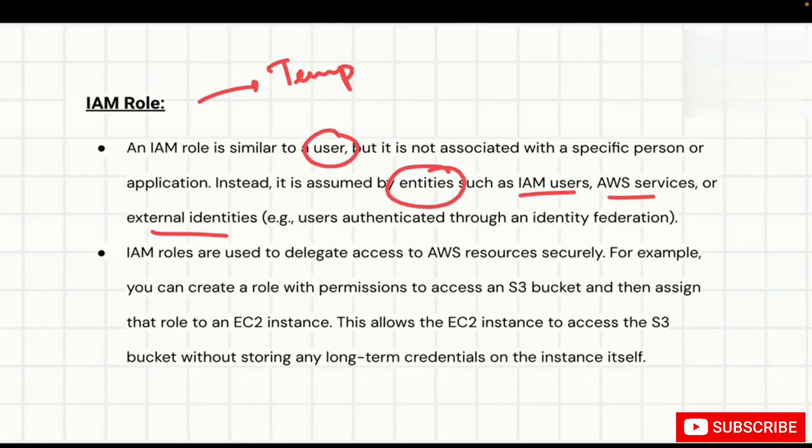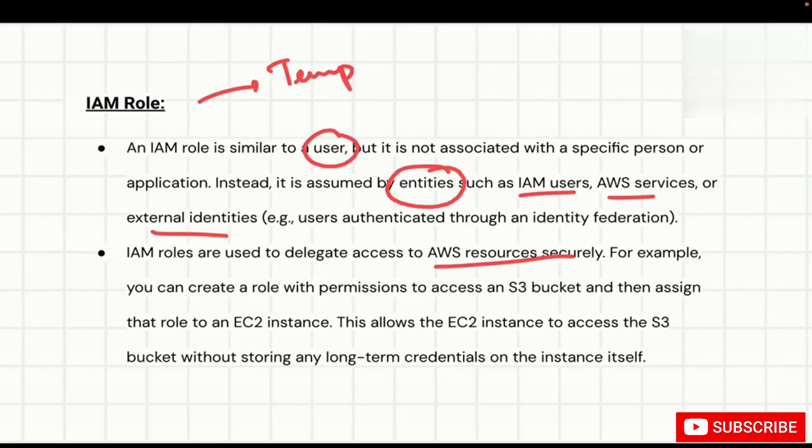Let's say another example: if a user from the developer team needs to act as the HR team, he can be assumed a role for a while. So IAM roles are usually used to delegate access to AWS resources securely. For example, it is mainly used for services or applications.